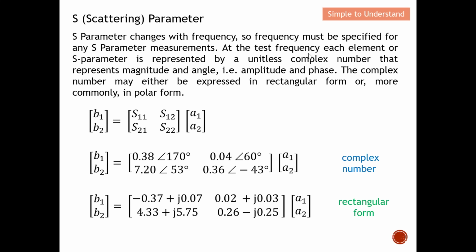At the test frequency, each element of the S parameters is represented by a unique complex number. Later I will mention this, with a magnitude, which is the amplitude, and also an angle. Over here you can see how we describe the S parameters. Most of the time we describe S parameters as a complex number. The complex number may be expressed in a rectangular form, or more commonly in a polar form. Over here you can see that this is a set of S parameters.